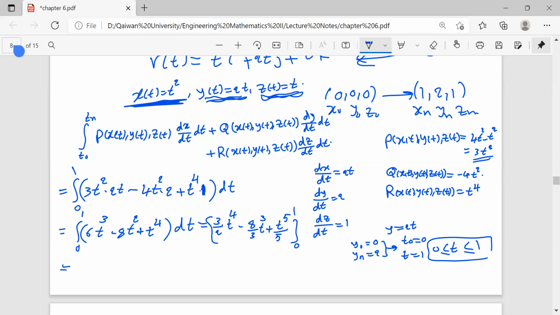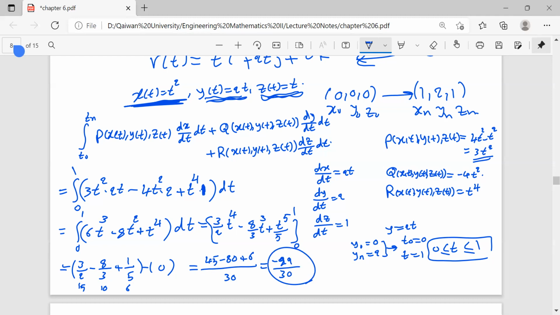First, we replace t by 1. We get 3 over 2 minus 8 over 3 plus 1 over 5. Then we replace by 0, minus 0. Here we take the common denominator, which is 30. Dividing by 2 is 15, dividing by 3 is 10, dividing by 5 is 6. We multiply it up, we get 15 times 3 is 45, minus 80, plus 6, divided by 30. This equals negative 29 over 30. This is the line integral.